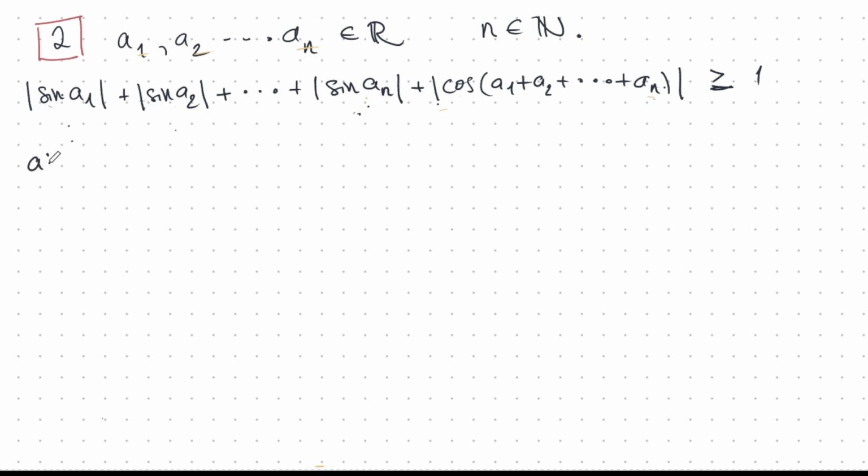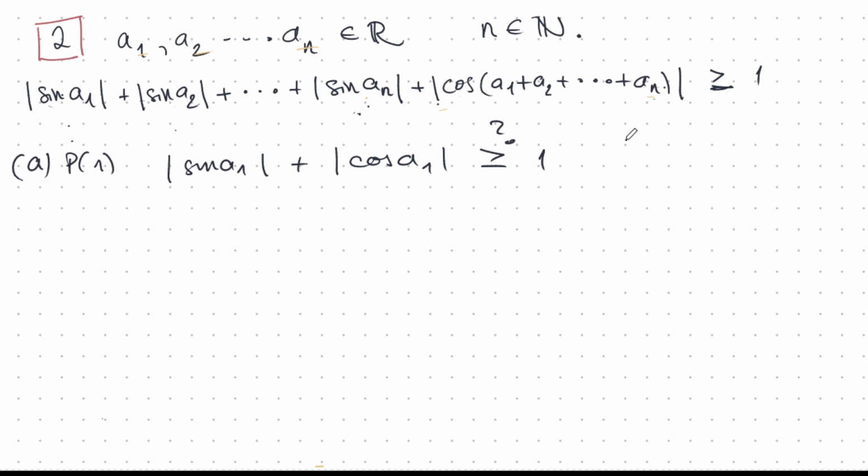Okay, let's start with the base case, P1. And the base case looks like this: |sin A1| + |cos A1|. I have only one angle. And this should be greater than or equal to 1? I don't really know. We have to prove this.